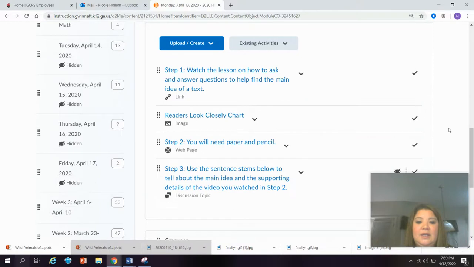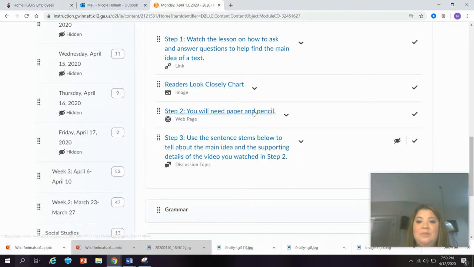For reading, you've got a few steps here. You're going to first watch the lesson on how to ask and answer questions to help find the main idea of a text. That's a lesson with Miss Paul. There is a chart there that you're going to be able to use. For step 2, you're going to need paper and pencil. And I'm going to click in there so you can see what you're going to be doing.